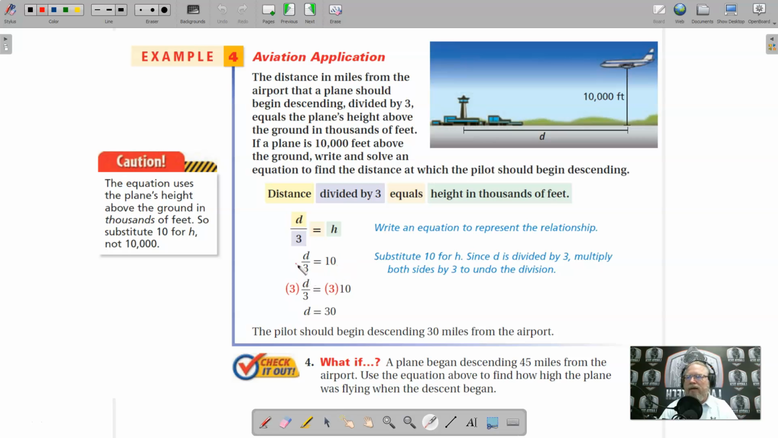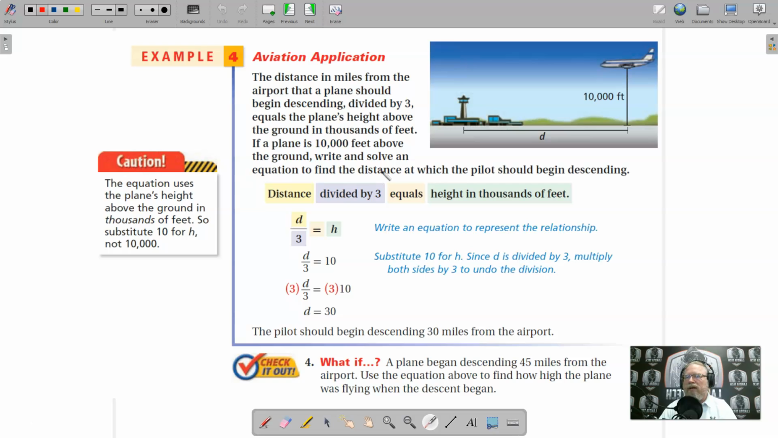So let's go ahead and multiply both sides by 3, right? The d is related to the 3 through division. The opposite operation is multiplication. We're going to multiply by the very number we wish to get rid of, which is the 3. The 3's, and what we do to one side, we do to the other. And the 3's will cancel each other, leaving us with d. 3 times 10 is 30. Therefore, the pilot should begin descending 30 miles from the airport.